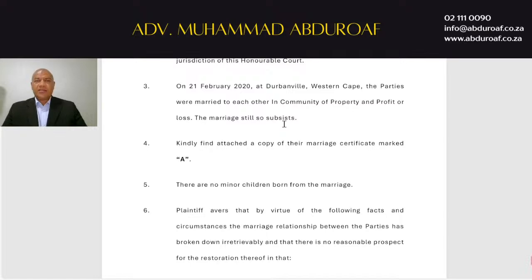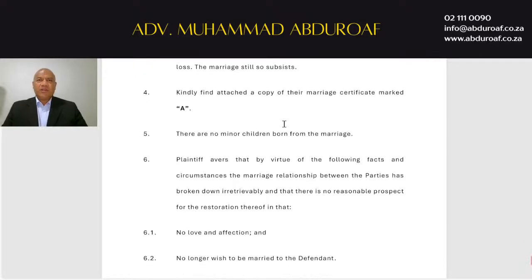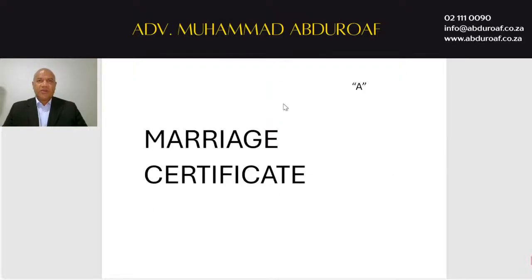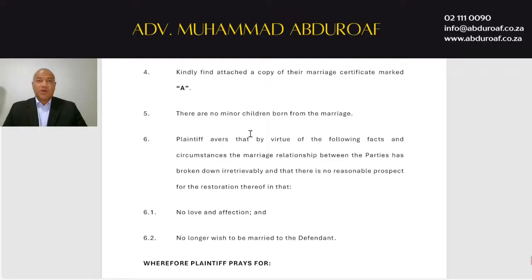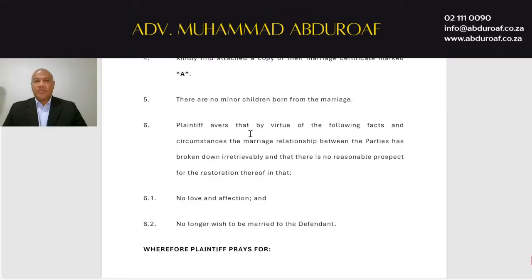And thirdly, we now outline the facts of the matter. On the 21st of February 2020 at Durbanville, Western Cape, the parties got married to each other in community of property and profit or loss, and they're still so married. You cannot divorce a couple that is already divorced or who are not married. And we attach to this document a marriage certificate. Here is our example of a marriage certificate. The court would obviously want to see that the parties are married. In this example, there are no minor children born from the marriage.